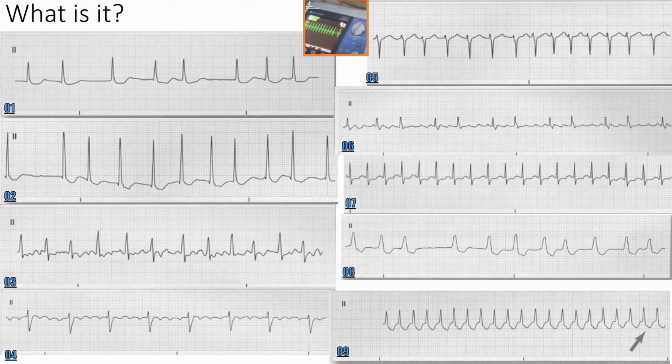That's a good guess. It's designed that way, to be suspicious. All right, number 1. Who's number 1? What is number 1? Yeah, it could be fine, AFib fine.